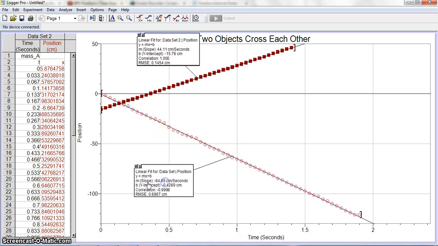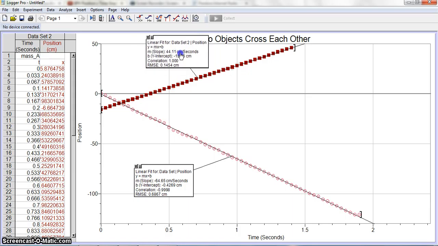Because this one traveled 65 centimeters per second, or its position changed steadily in a negative direction by 65 centimeters every 1 second, it means it traveled faster than this one, which traveled in the positive direction. Because this slope is indeed steeper than this one, you can tell visually that it traveled a little bit faster, even though it was going in the opposite direction.